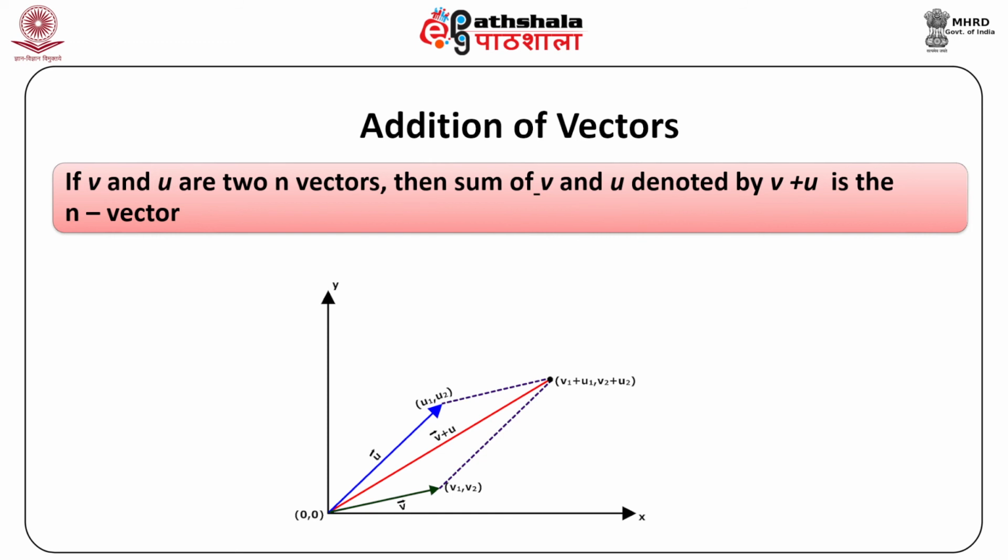Again, for the geometrical interpretation, we take vectors v and u in R squared as v equal to (v1, v2), and u equal to (u1, u2). Then vector v plus u is the diagonal of the parallelogram whose adjacent sides are v and u.